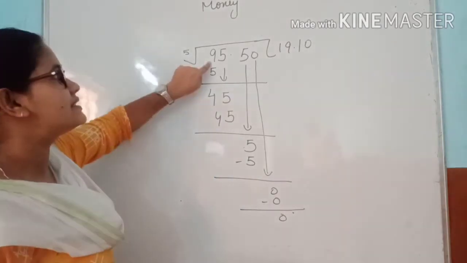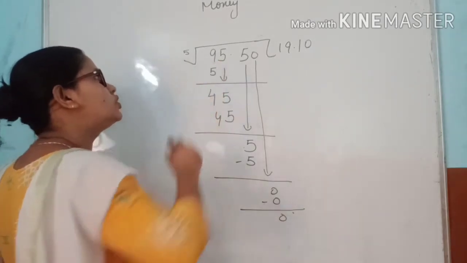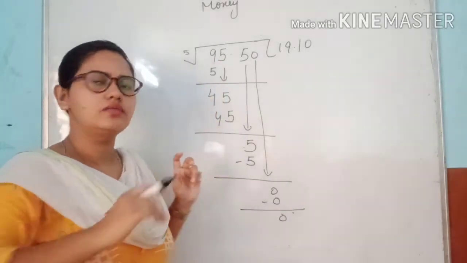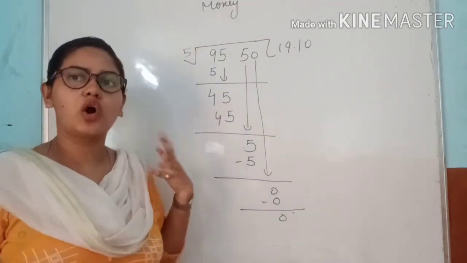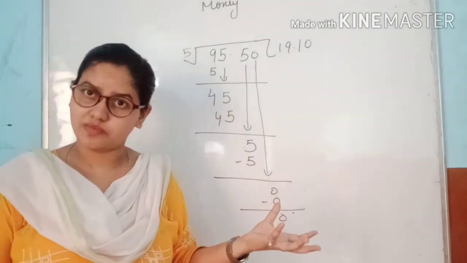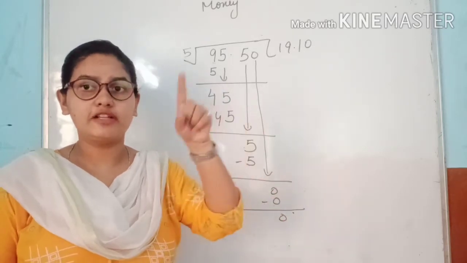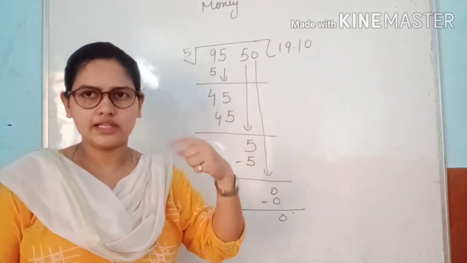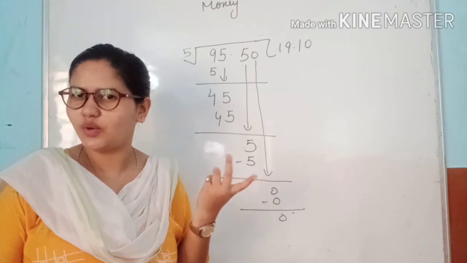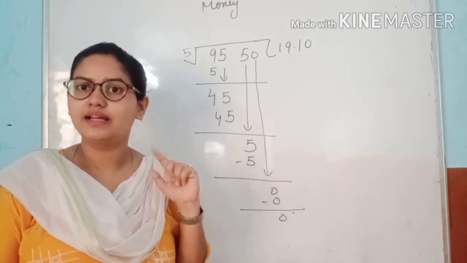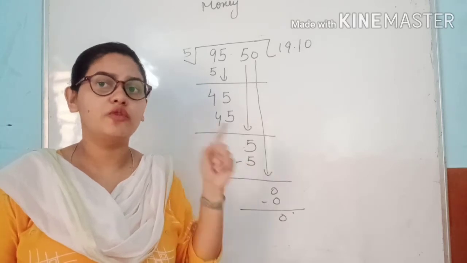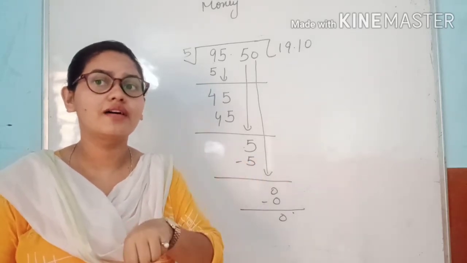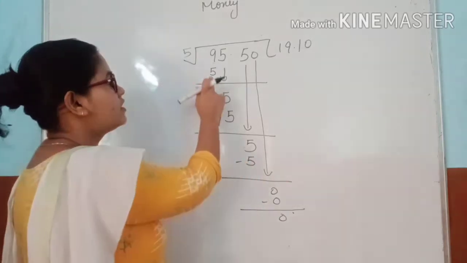Okay. Now here is 9. Is it possible to take 9 in the 5 table? No. So as we always do, we have to take the smallest number. 5 ones are 5, 5 twos are 10. 10 is greater than 9, so we will take the smaller number. Now we can easily see that 5 ones are 5.